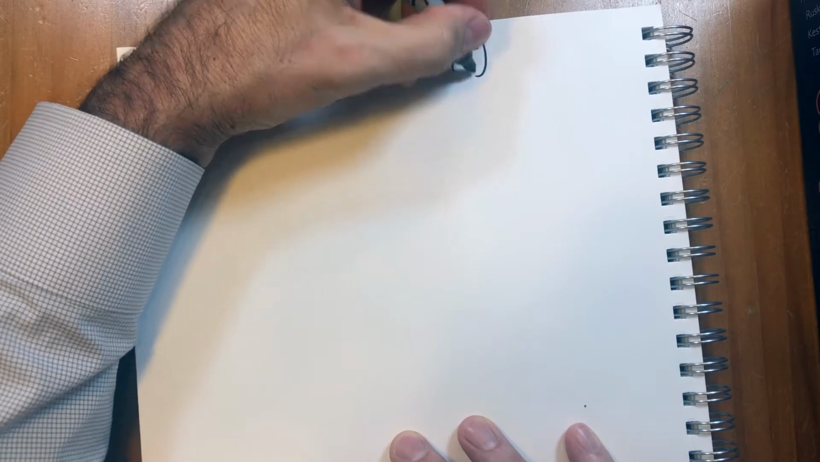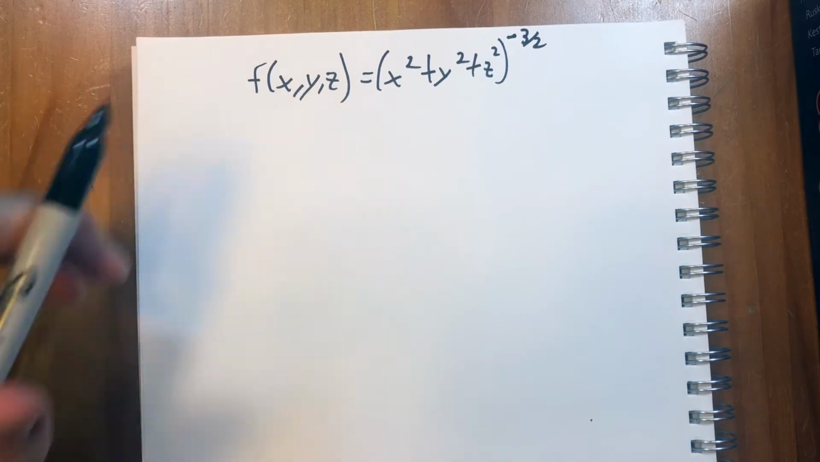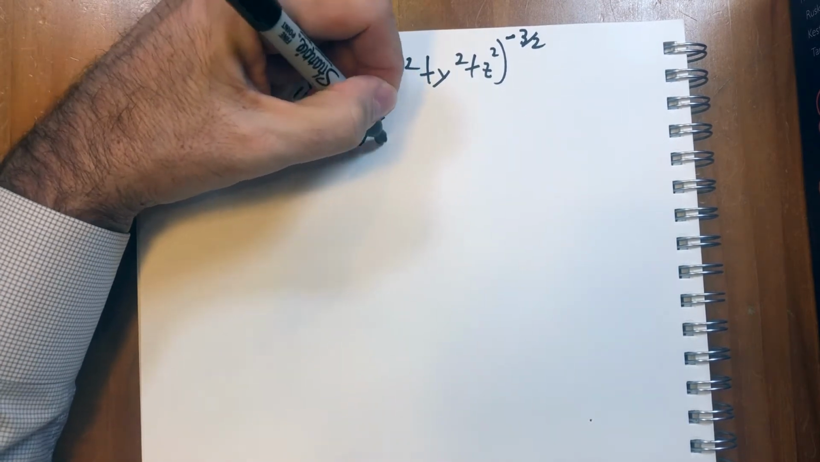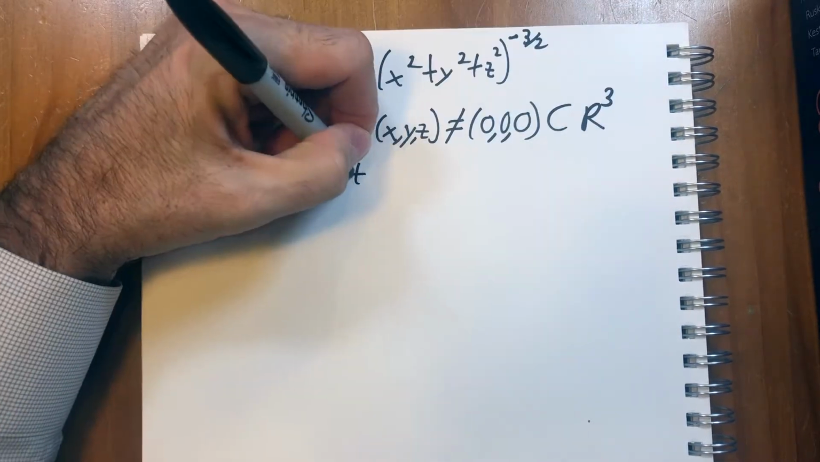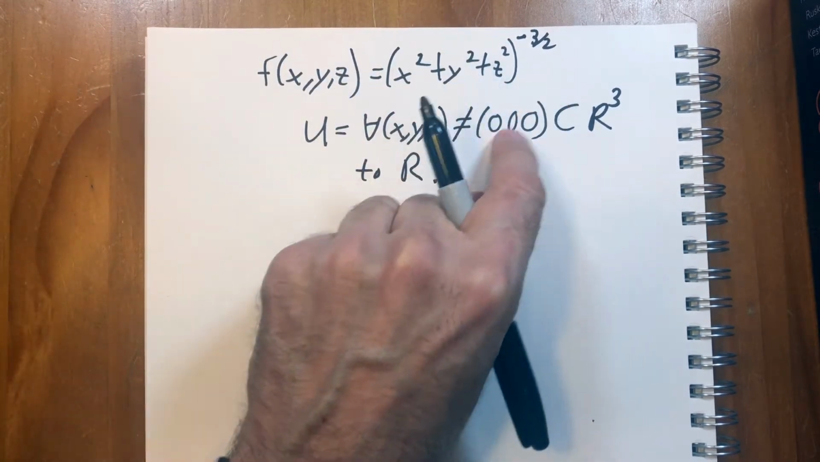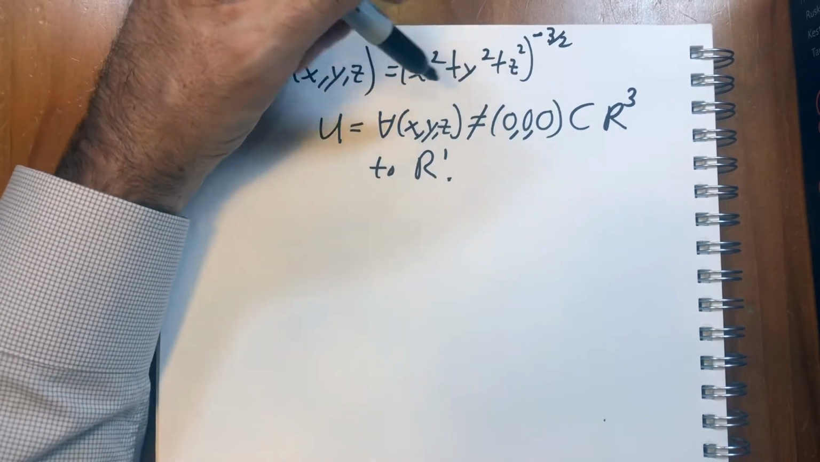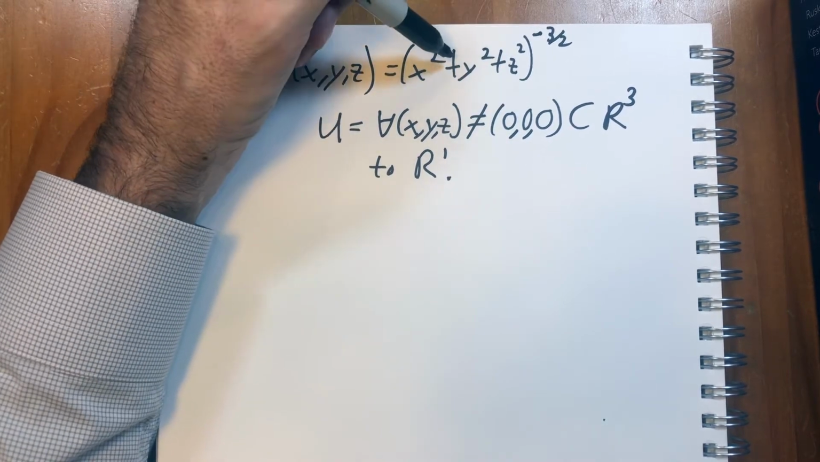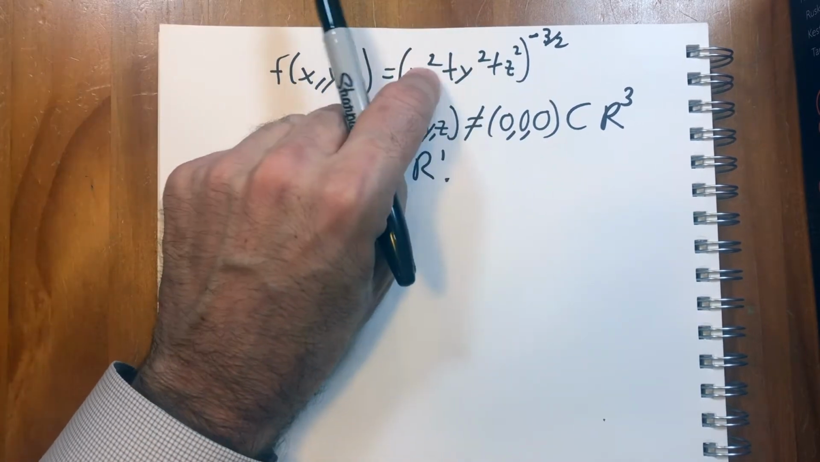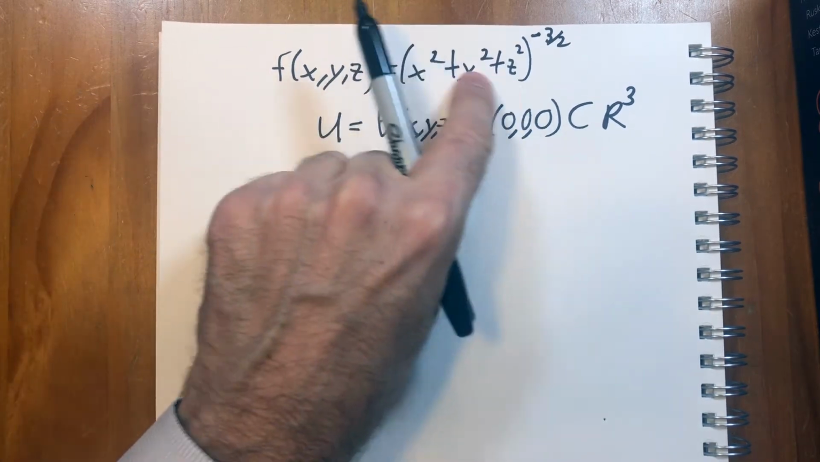So for example, if we had that f(x, y, z) equals (x squared plus y squared plus z squared) to the minus 3 over 2, then this function maps the set U, which is all (x, y, z) that do not equal (0, 0, 0) in R^3, to R^1. So (x, y, z) in R^3 is going to give us a single value in R^1. And notice the exponent is negative, which means that this is actually a fraction and this is in the denominator, so this cannot be 0. The domain is everything but 0, but then the range is still going to be a single real value for each value of x, y, and z.